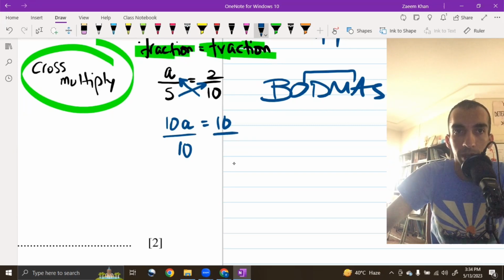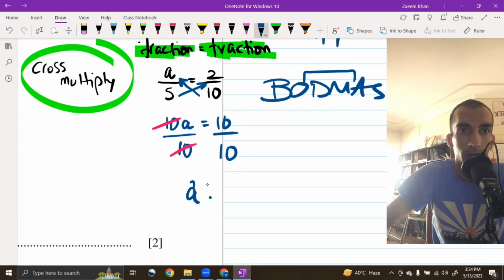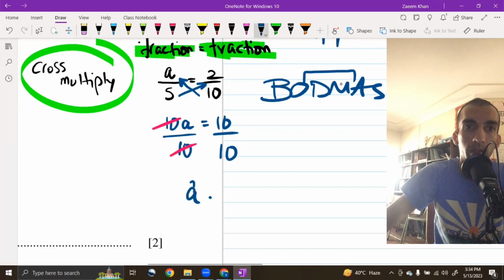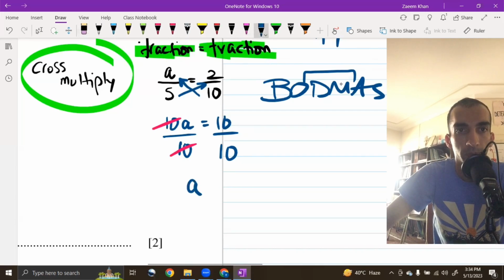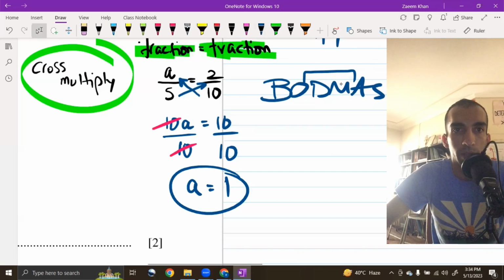Now, whatever I do on the left-hand side, I also have to do on the right-hand side. I'll explain why I have to do that. So we essentially end up dividing 10 by 10. We're left with just a. I'm going to write that down over here. a is equal to, what is 10 divided by 10? 1. We solved for a and the value comes out to be 1.